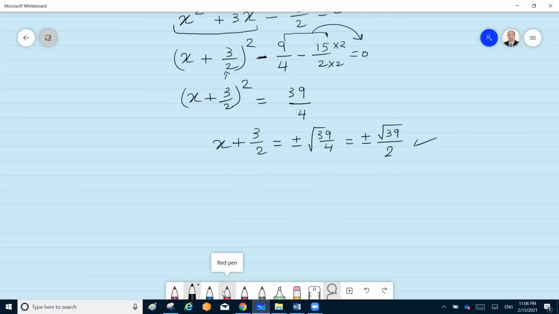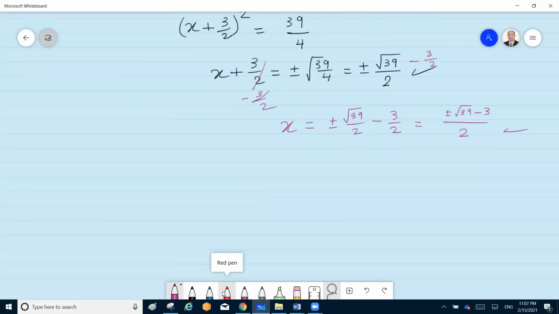Just subtract 3 over 2 from each side, minus 3 over 2. So this is 0. So x is equal to positive or negative radical 39 over 2 minus 3 over 2. You can simplify it like this, plus or minus root 39 minus 3, over 2. Okay, last question I solved with you now.